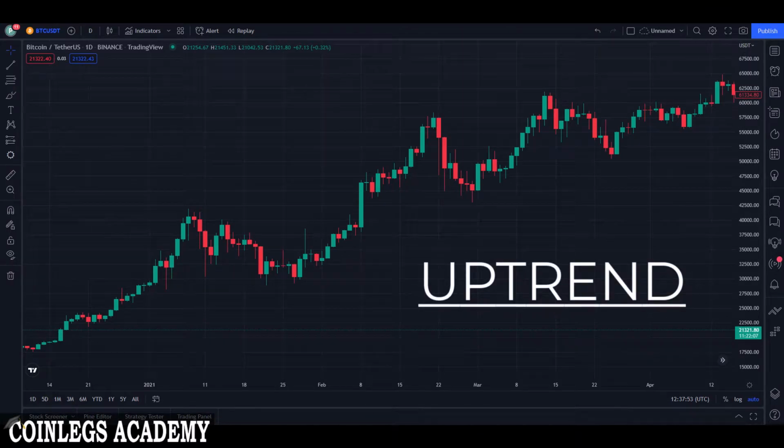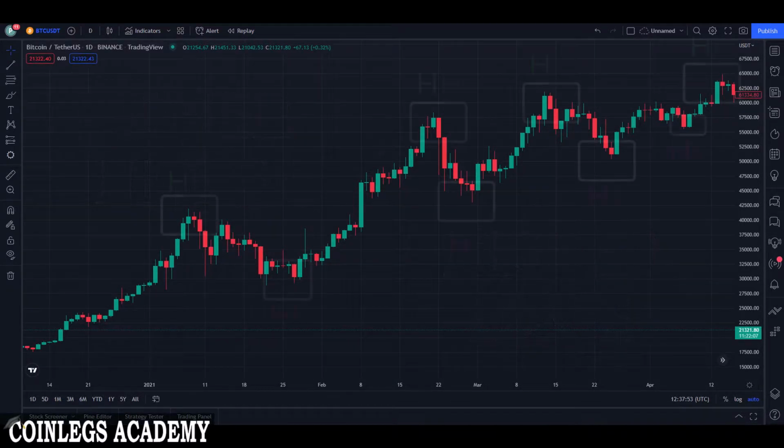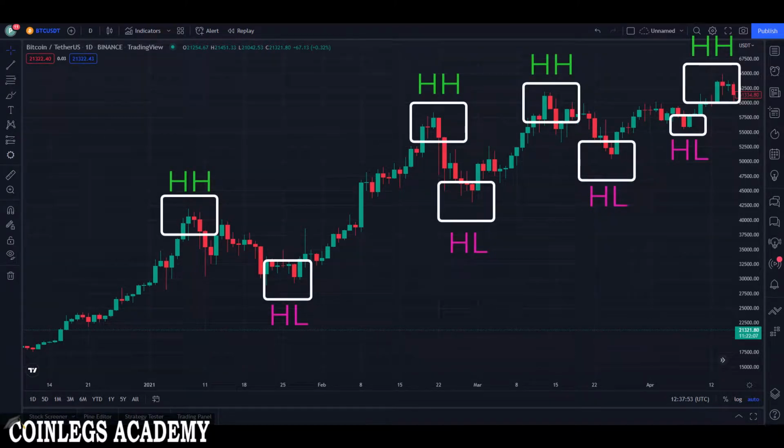Uptrend looks like this. When a price makes a new high crossing the previous high while simultaneously not violating the recent reversal low, it is known as higher high and higher low formation. In the uptrend, price makes higher highs and higher lows.